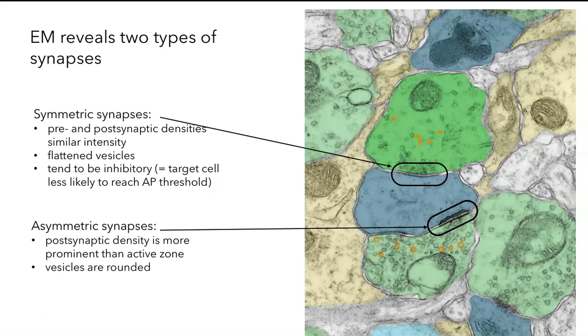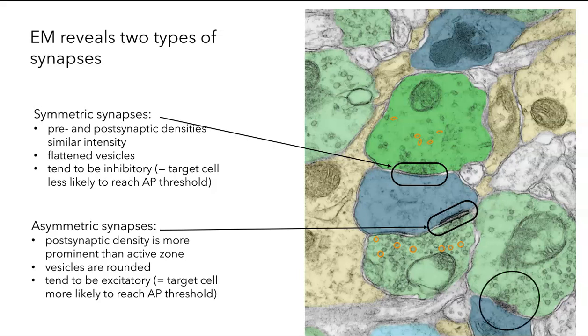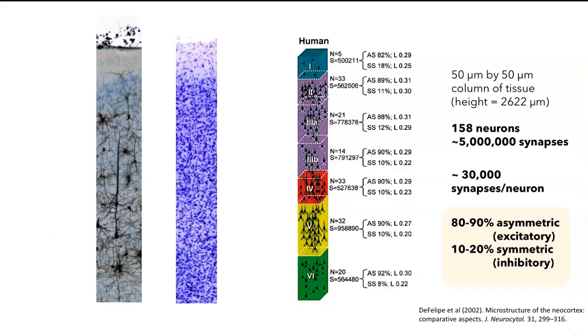Again, we'll have vesicles in the presynaptic cell, but here they look more round. And synapses with this kind of morphological set of features tend to be excitatory, meaning that the target cell is more likely to reach action potential threshold if that synapse is active. Now, these two types of synapses can be seen other places. For example, if you look at the synapse down on the bottom right, you'll see the fuzziness and the round vesicles. It should make you think that this is an excitatory synapse, an asymmetric one.